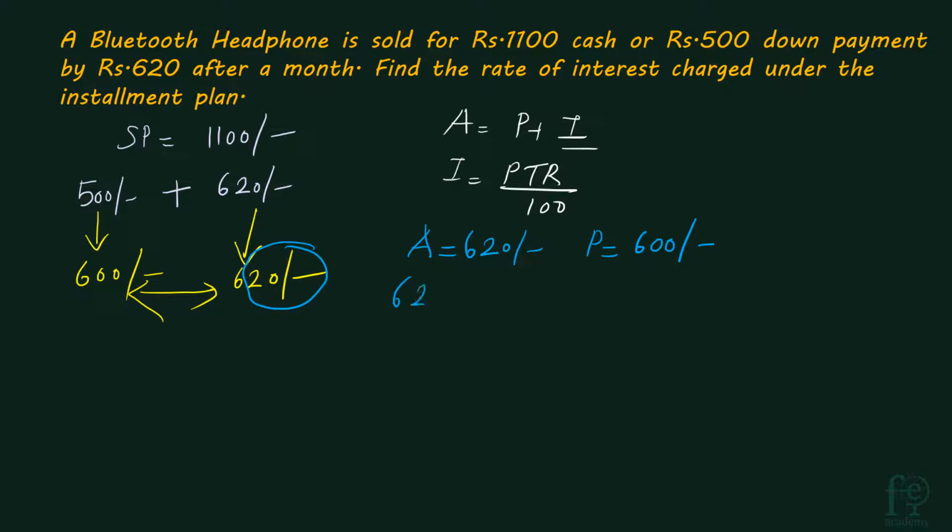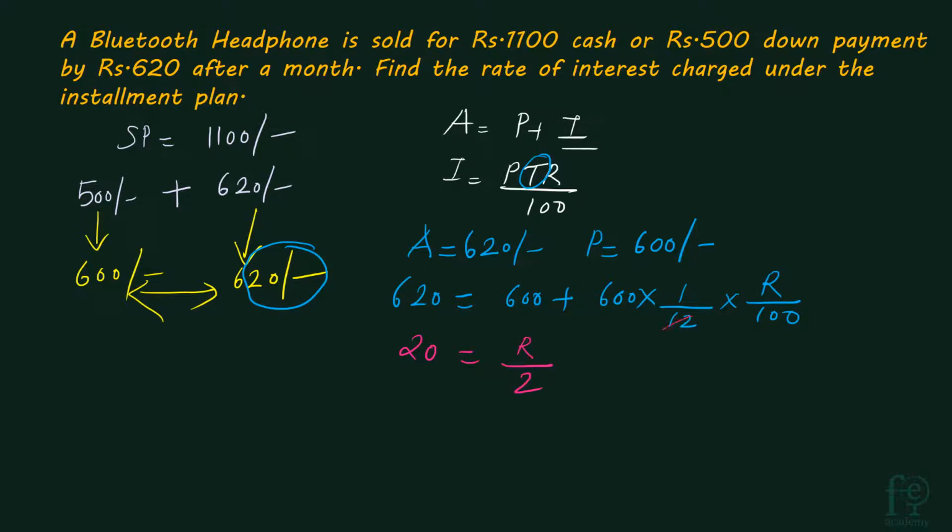So applying the formula you will be getting 620 is equal to 600 plus 600 into, what is T? T will be the time period. So here it is 1 month, so 1 by 12, into R, which is unknown. R is what we have to find out. So R divided by 100. So what you will be getting? 20 is equal to 1250. So 50R by 2.